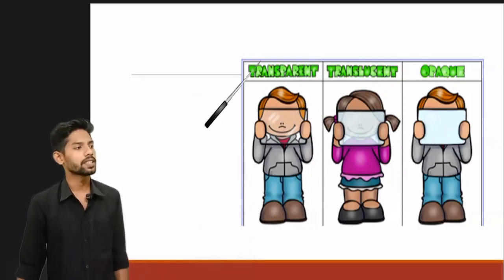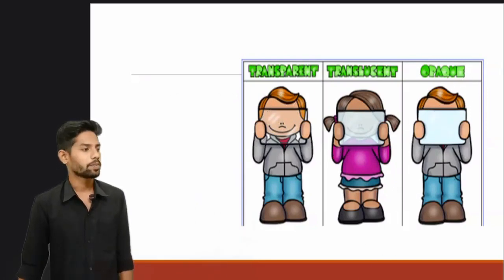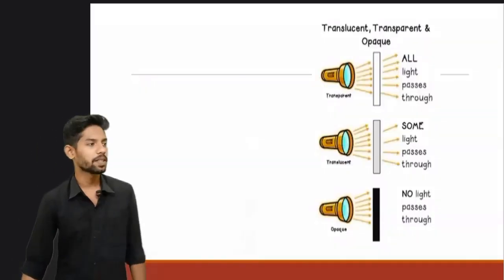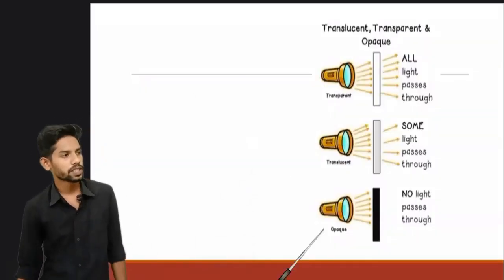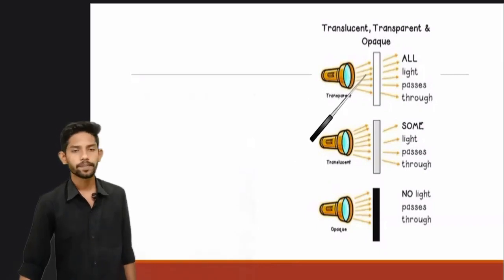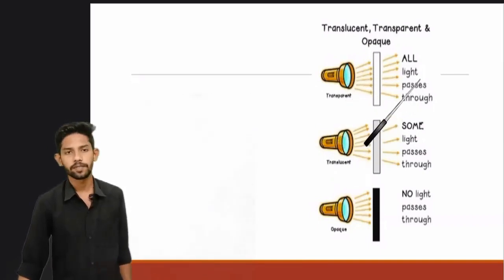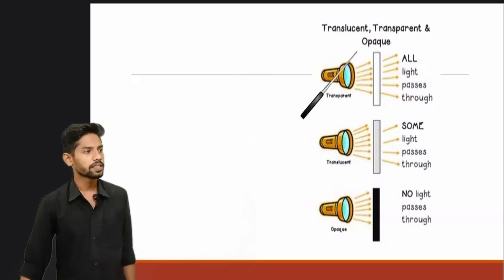So this is the best example for transparent, translucent and opaque objects. And another example to see clearly, the first thing is a transparent object. This torchlight is passing light through this glass sheet. All the light that is passing is coming out, all the light, nothing is left. Okay, this is known as transparent.